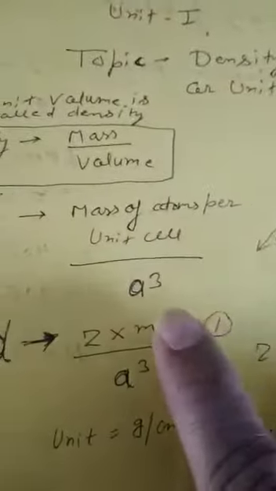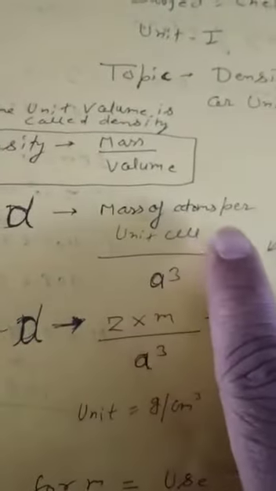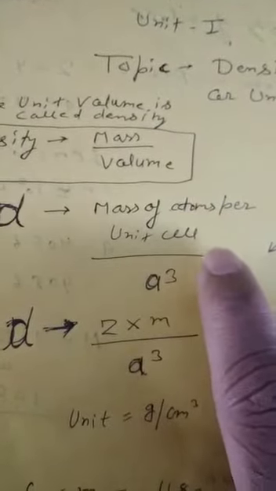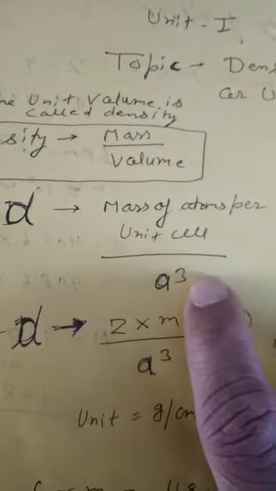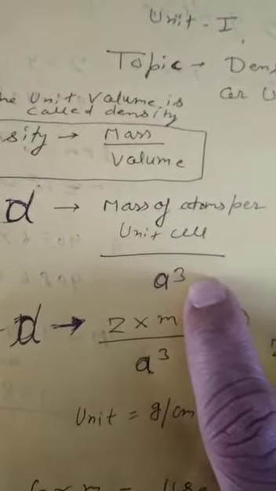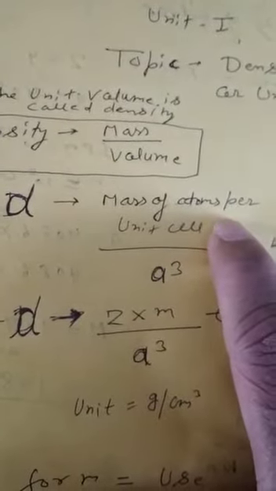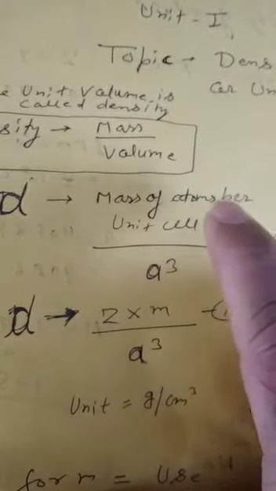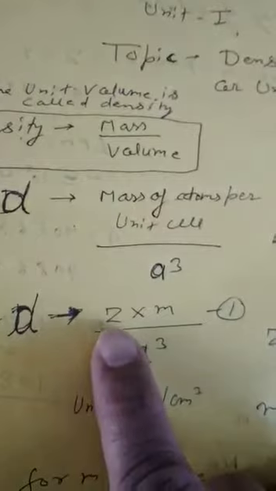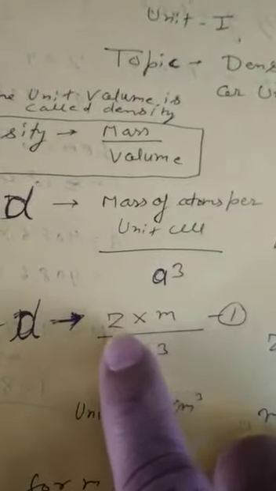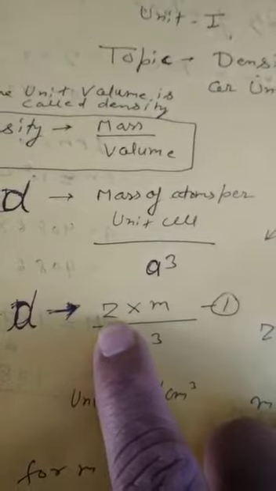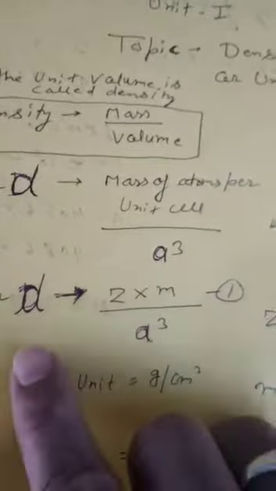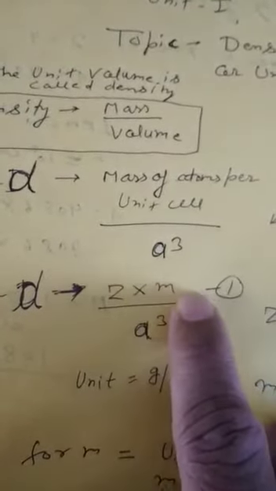So now I have written this formula. You can see the density is equal to mass of the atoms present per unit cell divided by a cube. Here a cube is equal to the volume. So we have to find out the mass of the atoms which are present in a unit cell. I have written the mass of the unit cell will be equal to Z into m. Here Z is number of atoms per unit cell and small m is mass of single atom. So the density is again equal to Z into m upon a cube.